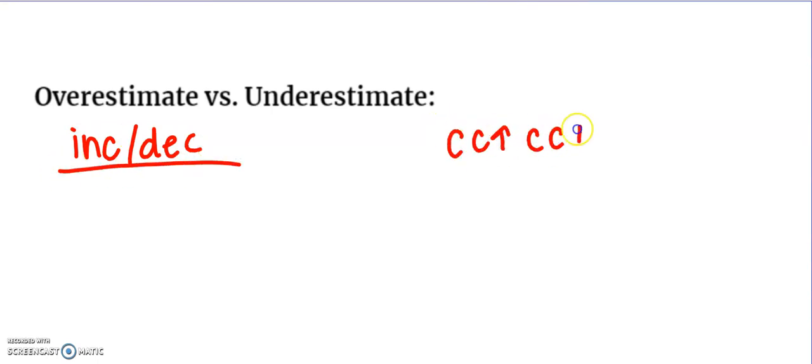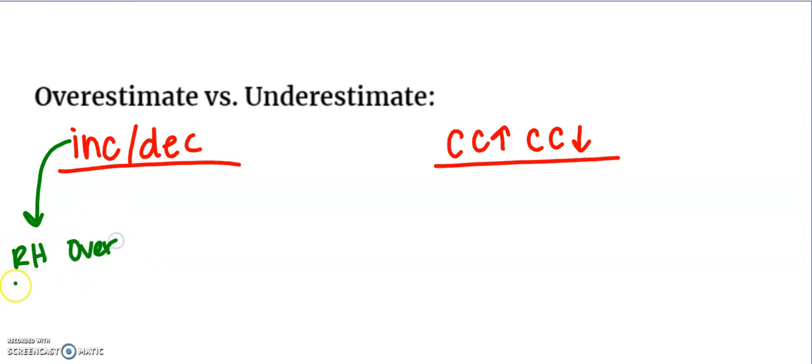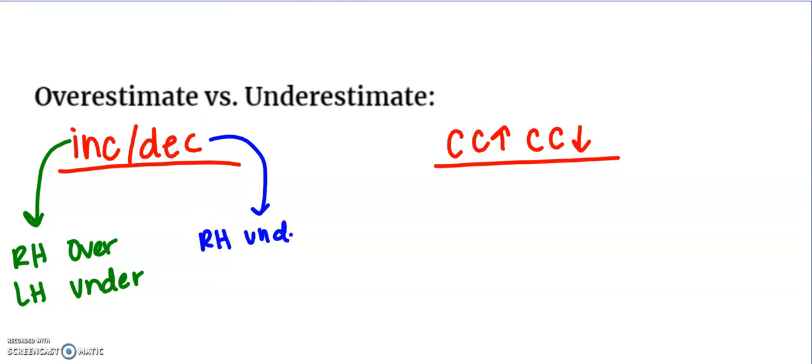And so for 2 of them, it has to do with, is your function increasing or decreasing? The other 2, it has to do with, is your function concave up or concave down? So when your function is increasing, okay, so picture an increasing function, increasing, right hand is an over, and a left hand is an under. When your function is decreasing, the right hand is a little too low because your right hand values are getting smaller. Your left hand is too big.